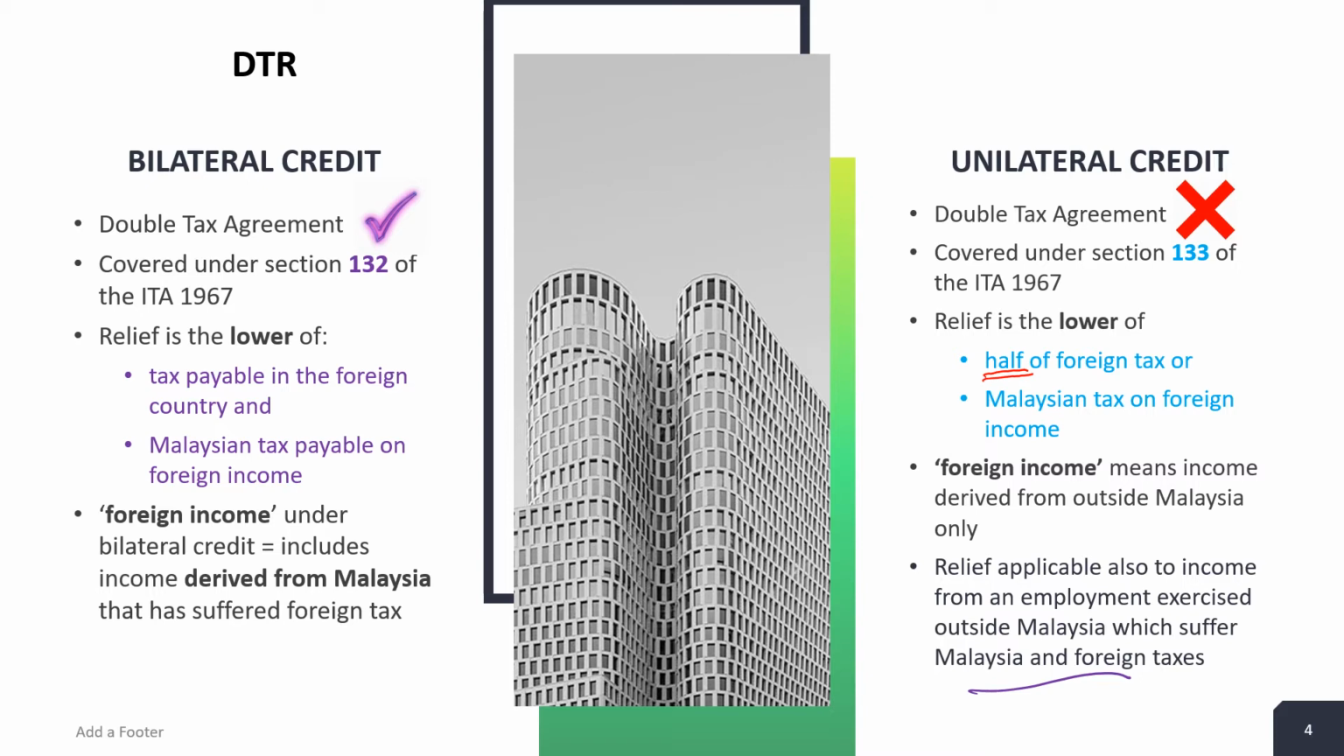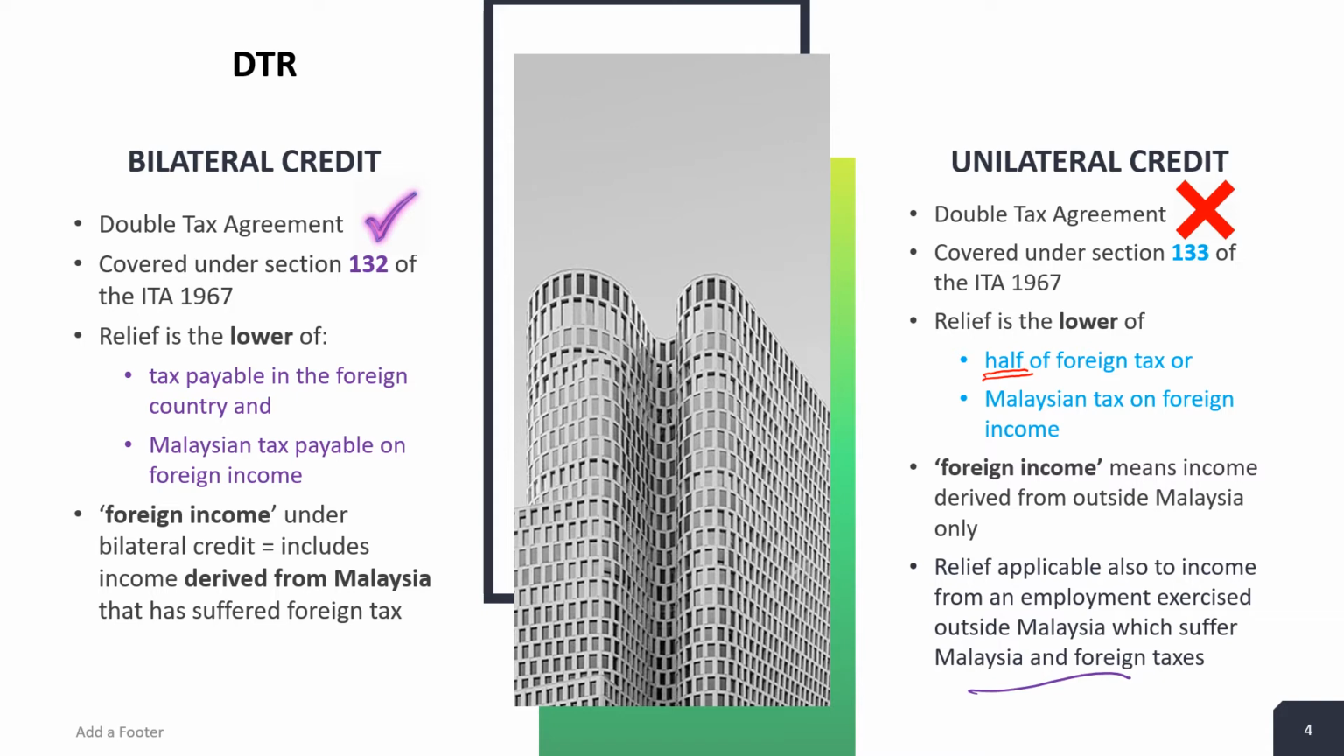This can happen where you have performed some services or work for a foreigner, then that foreigner pays you. Before they pay you, they probably withhold a certain portion as their country's tax, meaning that whatever you receive is net of their country's tax. So in that case, you can also apply bilateral credit to reduce the burden of paying double tax on that income.